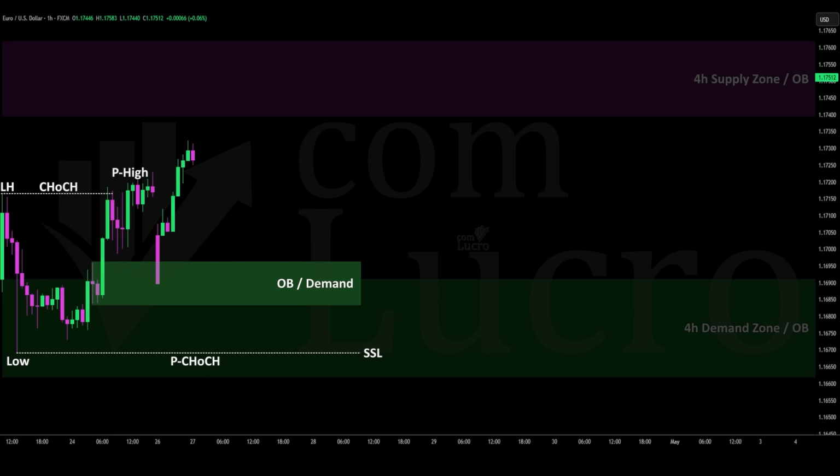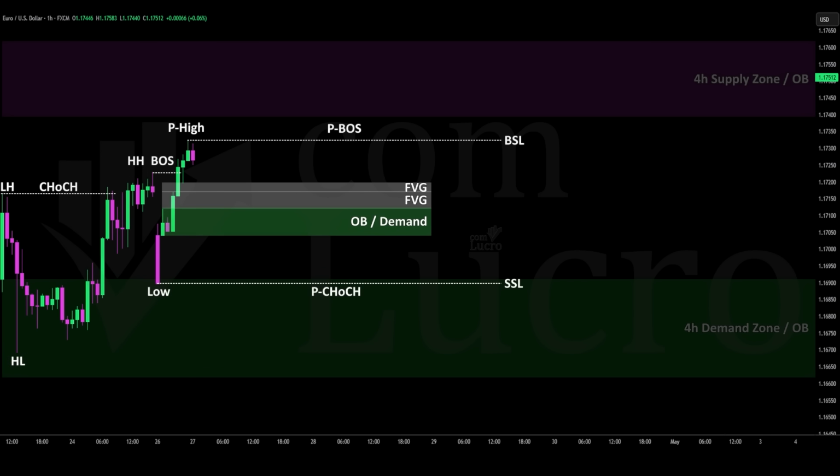As the next candles begin to form, we can see price retracing back into the demand area before creating another bullish movement higher and breaking structure once again. During this new impulsive move, price forms two fair value gaps, giving us a completely new structure to analyze.